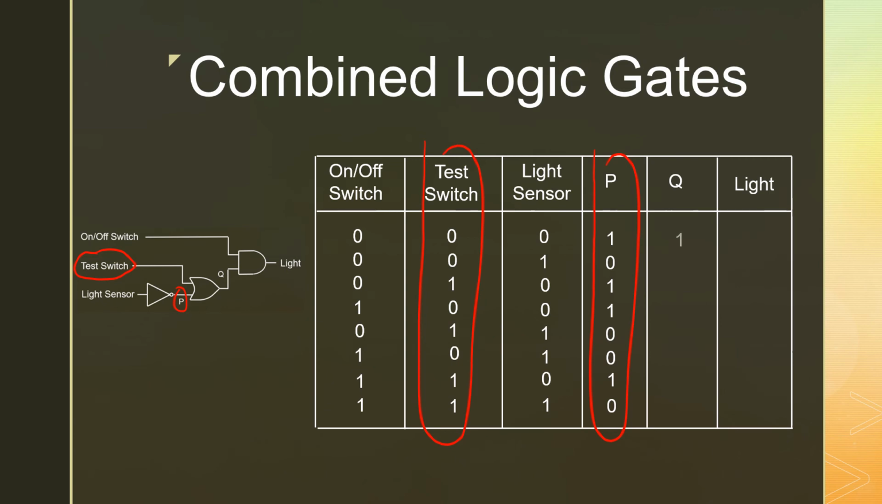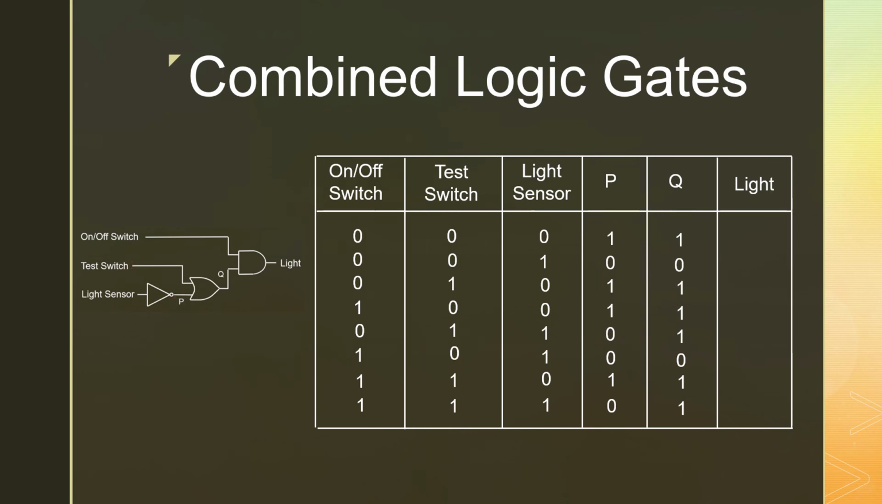So we've got a 0 and a 1 gives us a 1. A 0 and a 0 gives us a 0. A 1 and a 1 gives us a 1. A 0 and a 1 gives us a 1. A 1 and a 0 gives us a 1. A 0 and a 0 gives us a 0. A 1 and a 1 gives us a 1. And a 1 and a 0 gives us a 1. So that's our next column completed.